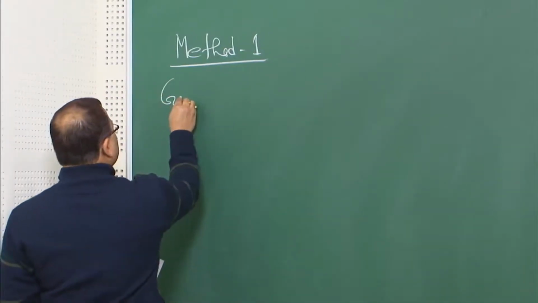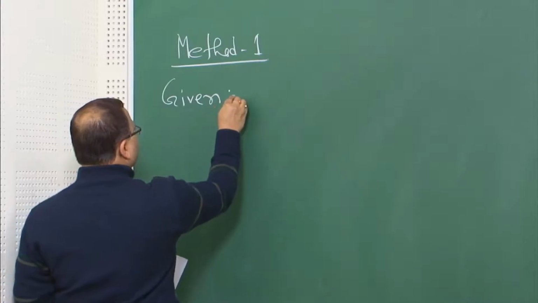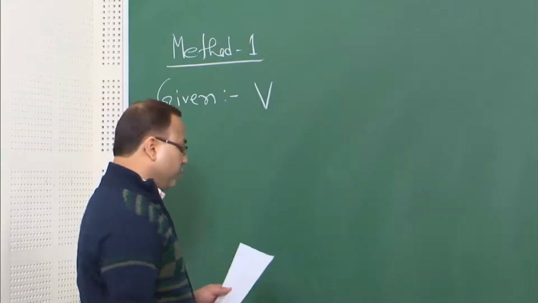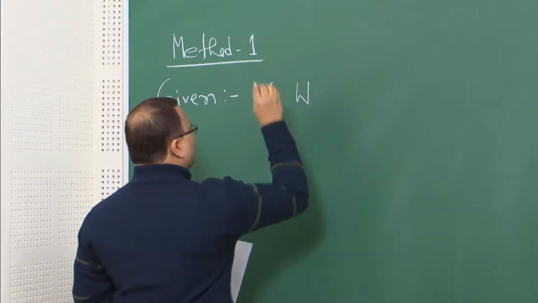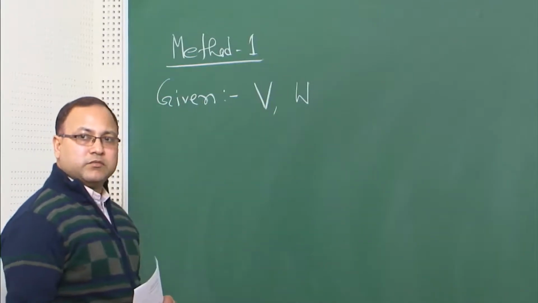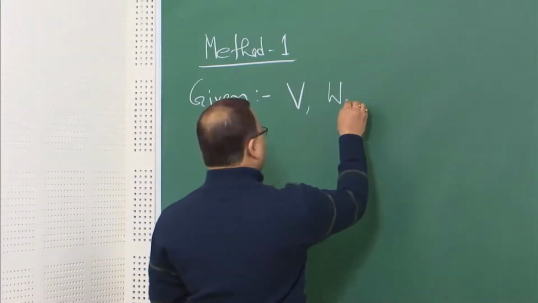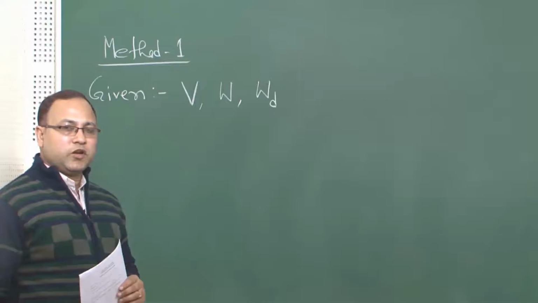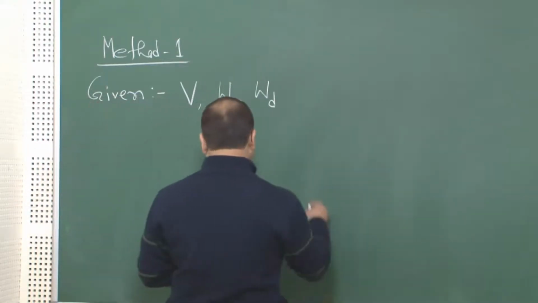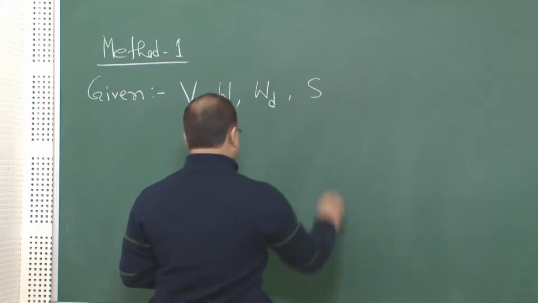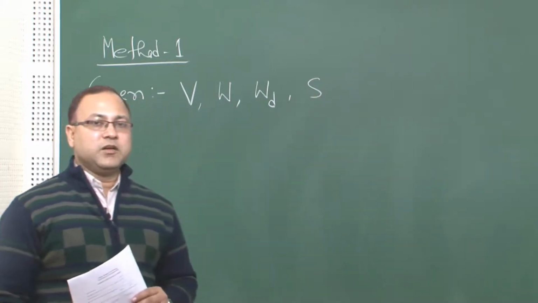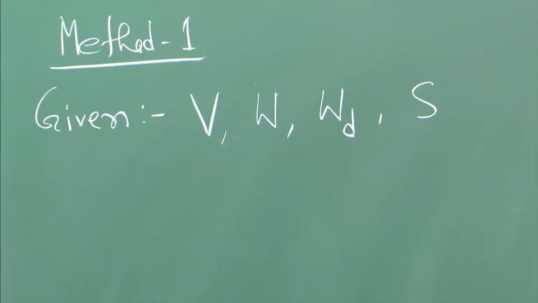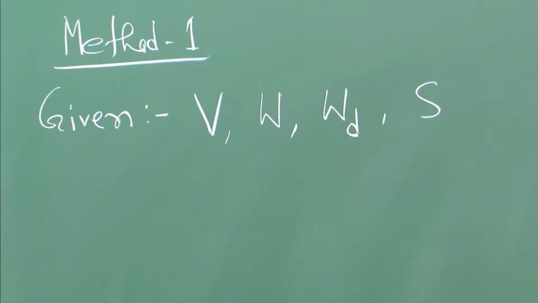So, what are the things given? You have volume, total volume, then total weight, and then you have the dry weight of the sample, or the weight of the dry sample, and then degree of saturation, that is S. These things we have already defined and seen in our previous lectures.